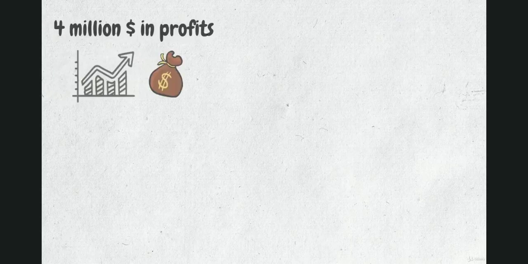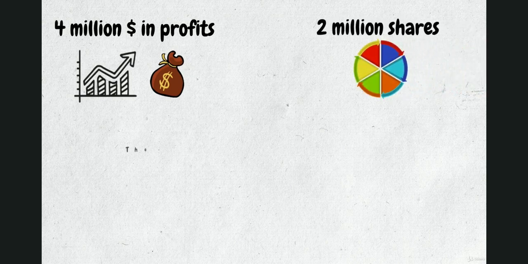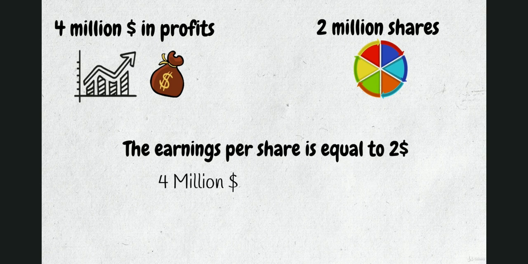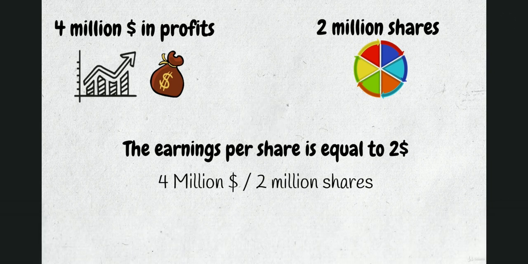So, for example, if a company generated $4 million in profits and has 2 million shares, the earnings per share is equal to $4 million over 2 million shares, which is equal to $2. Easy to follow so far.